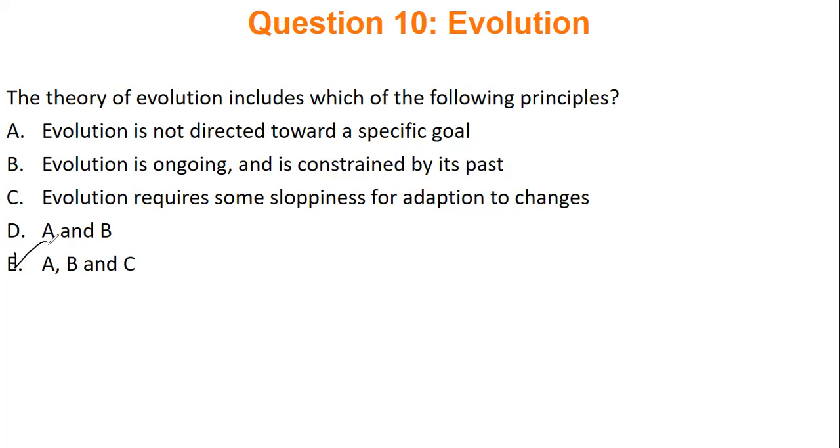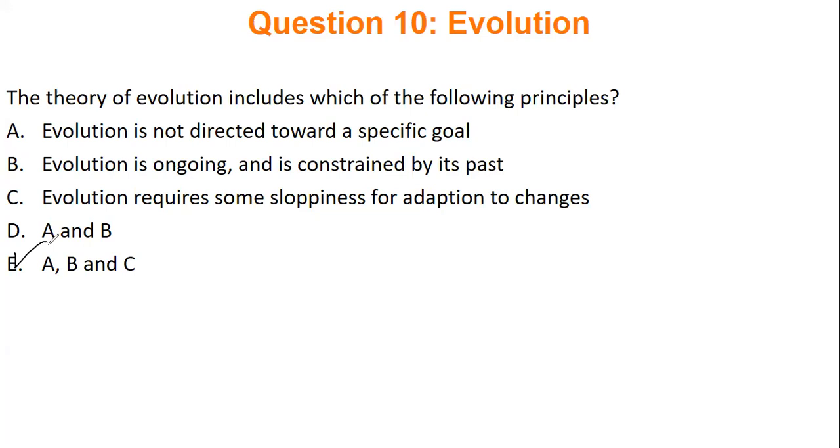And evolution is ongoing. Evolution's never stopping, but it's constrained by its past. What we mean by that is that for evolution to happen, you have to build on something. So when we talk about evolutions of proteins, right, we need proteins to be able to build on. So it's very hard to come up with a brand new protein. What happens is that you have an existing protein and it gets changed somehow. And for that change to happen, you need sloppiness.